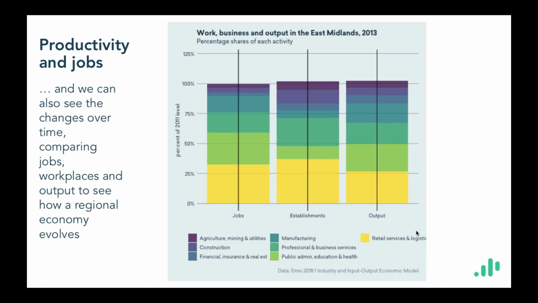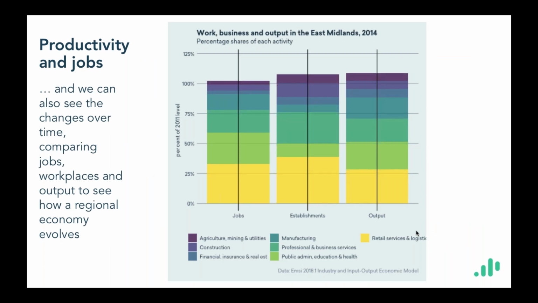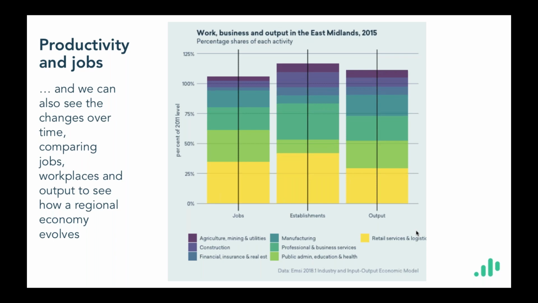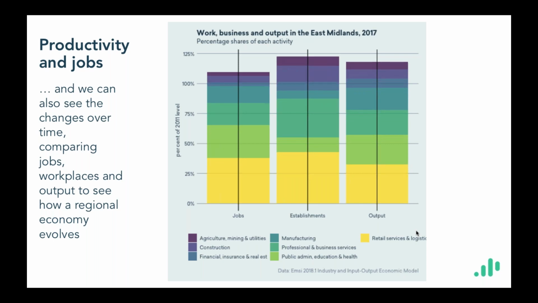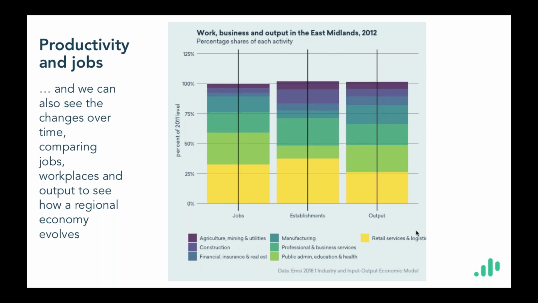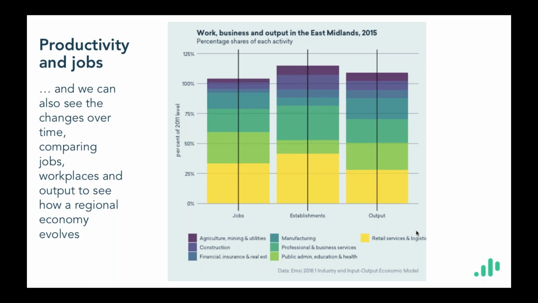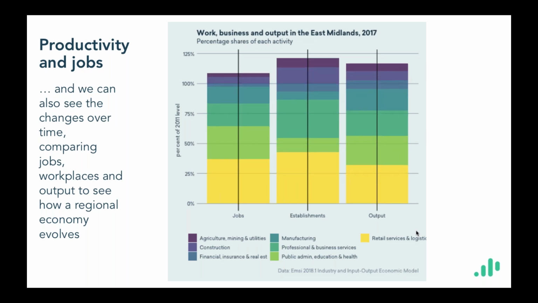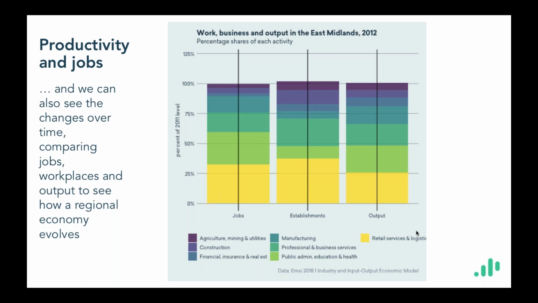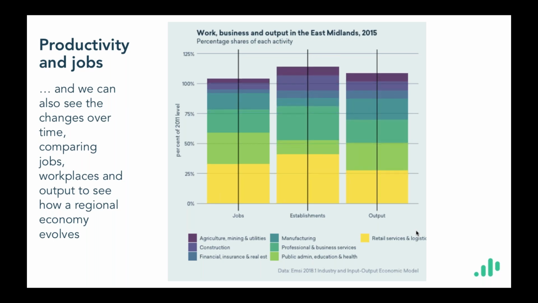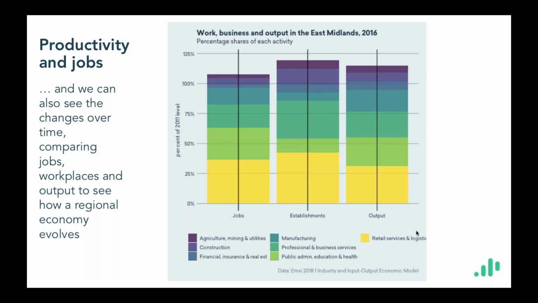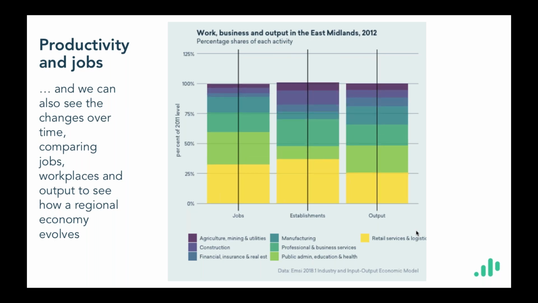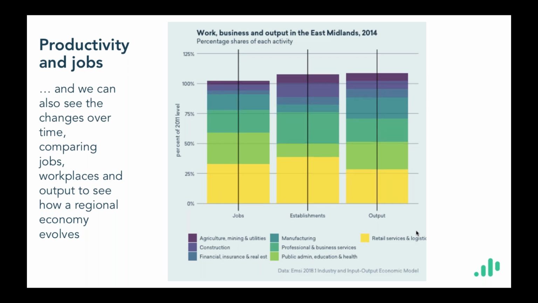Okay, your eyes aren't going funny. This graph is actually moving. So what we can see here is we're looking at changes over time. We're comparing jobs, workplaces, and output to see how a regional economy, in this instance East Midlands, changes over time. So these are the 7 high-level clusters that we talked about. But what we can see is how jobs, establishments, and outputs change over the period. And you can see as each year changes, it moves.